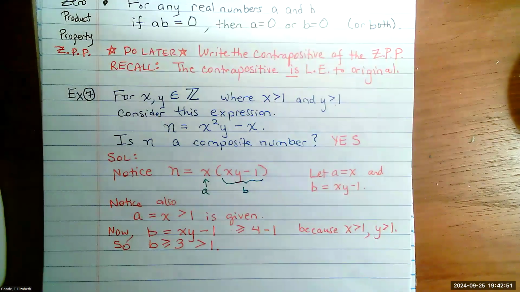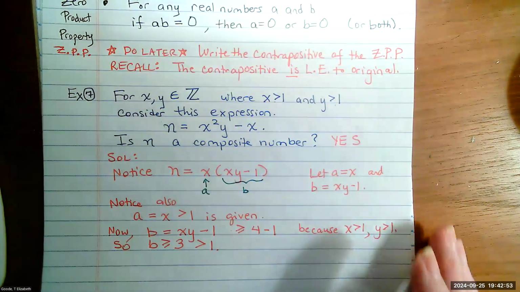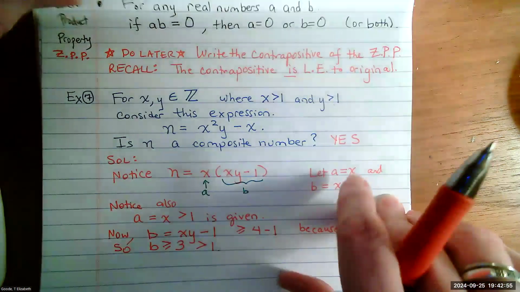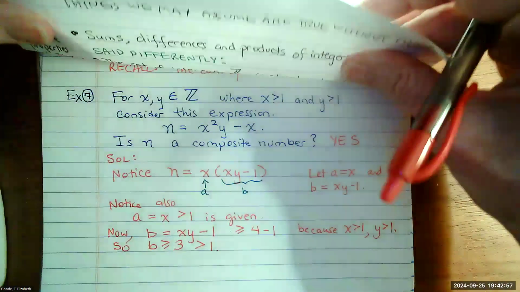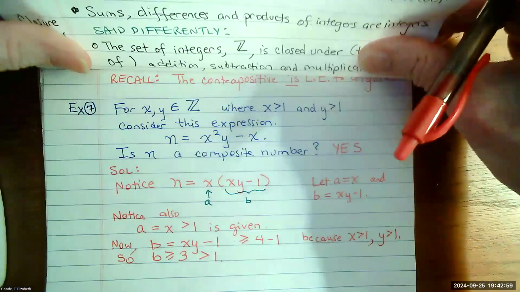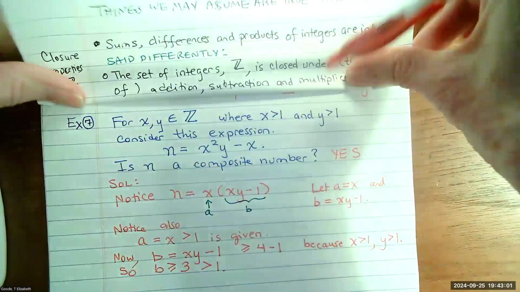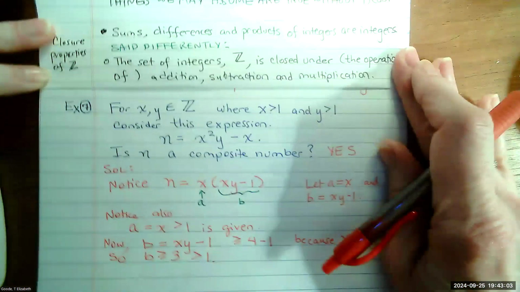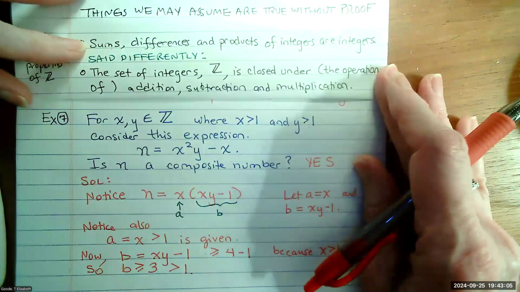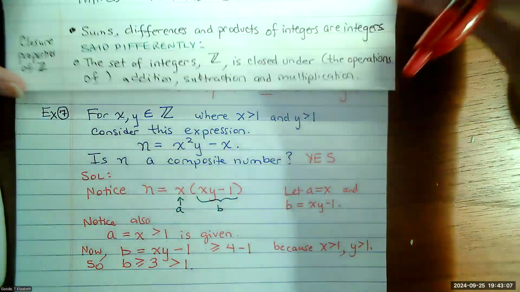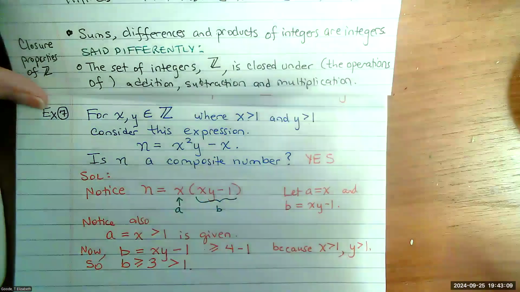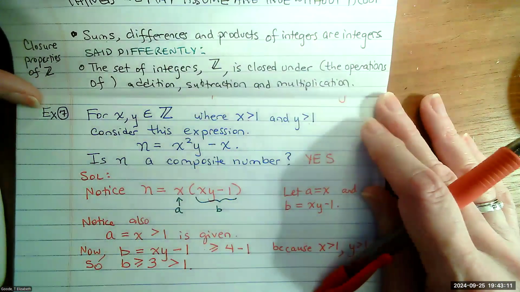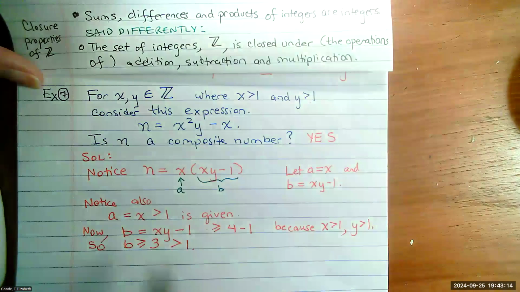And that's where we're going to use this closure property of Z. Sums, differences, and products of integers are integers. Okay, that's the closure property. Sums, differences, and products of integers are integers. All right, so let's check it out.